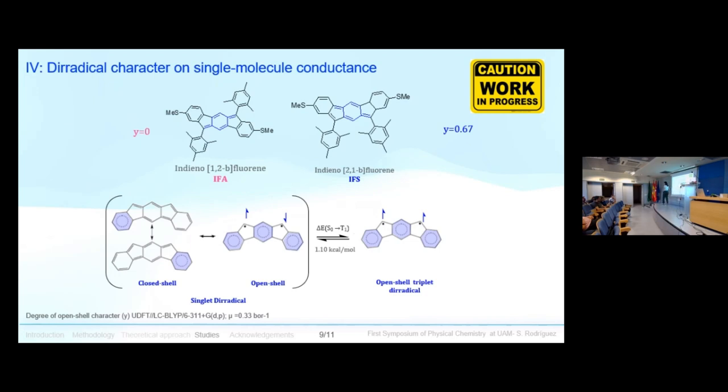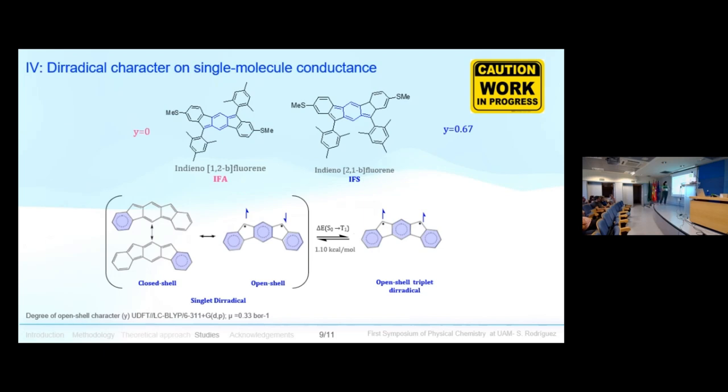I'm going to call one of them asymmetric and the other symmetric for simplicity. So for the asymmetric molecule, we obtain a radical character of zero. That means that the most stable electronic state is the closed shell singlet. But for the other, we obtain a value of 0.67. Sorry. You have to keep in mind that a value of 1 corresponds to a pure open shell structure. So for this reason, this molecule is a diradical. That means that in the ground state, we have a mixture of open shell and closed shell structure.